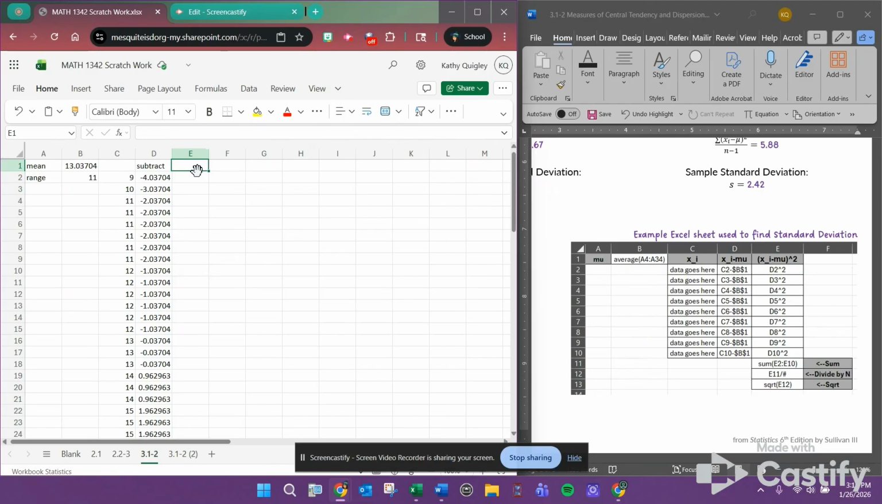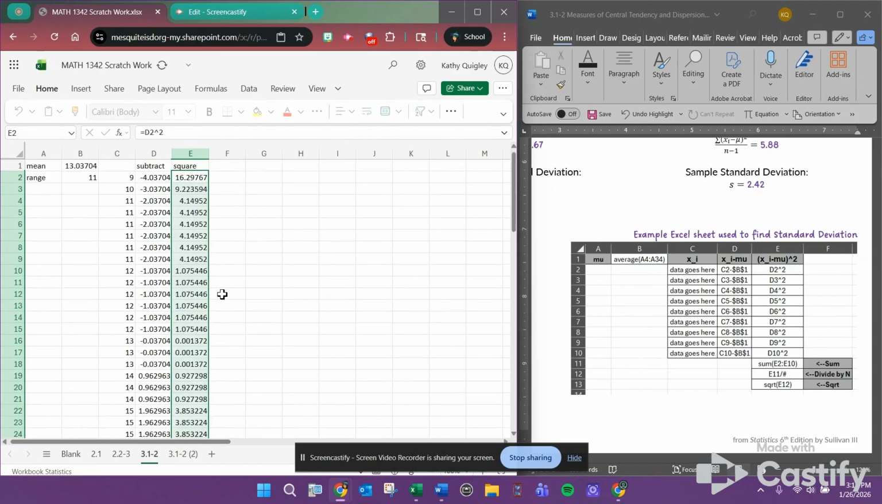Now I need to find the square. So I'm going to say equals this cell, shift 6 squared, because I want to square whatever is in D2. Now I want to do this for all the values. So I'm going to copy that formula all the way down. Nothing is sticky because I don't want it to change. So we have subtracted the square.